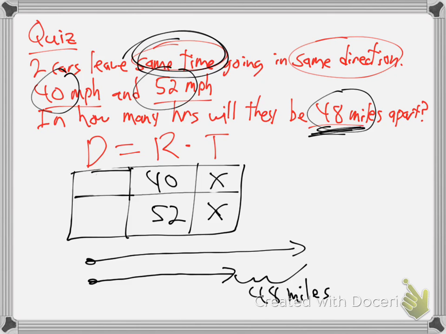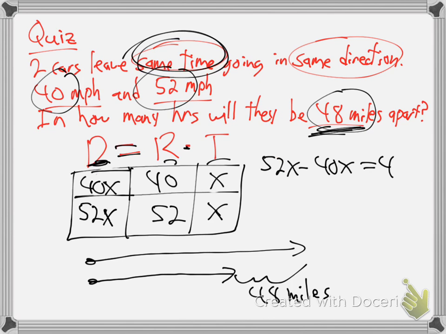All right, once you've got 4 boxes, how do you get the front 2? Yeah, because D equals R times T, huh? That's what the equation says. So this is 40 times X, and this is 52 times X, isn't it? Is that good? Yeah, and then you subtract. You've got to put the bigger one first: 52X minus 40X.